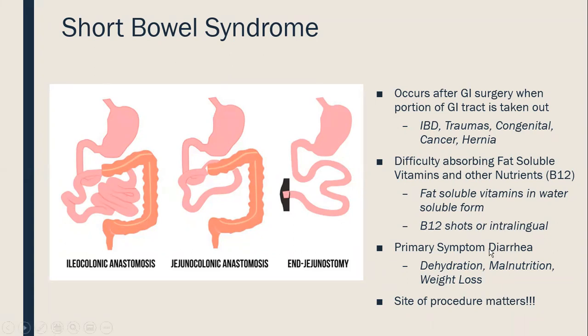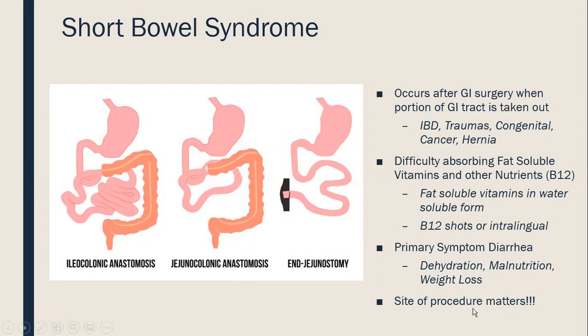And another primary symptom or issue that comes up with this is diarrhea, as well as dehydration that pairs with that, and malnutrition. And this happens because, based on what part of the bowel was removed, we limit the absorption. Where we used to be able to absorb, now the rest of the remaining small intestine and large intestine has to try to make up for what was removed.